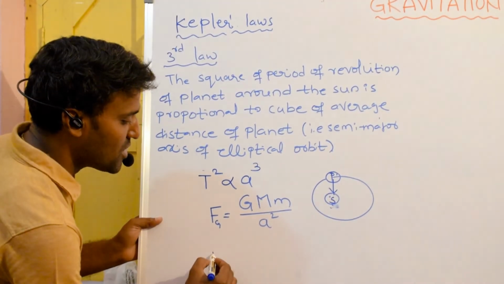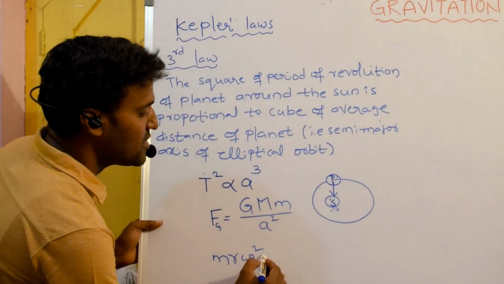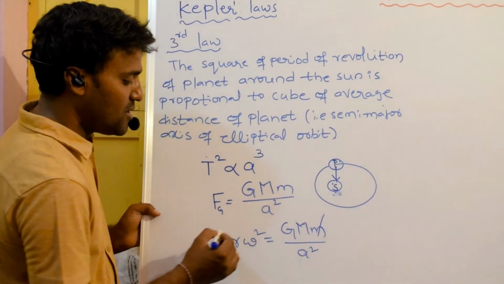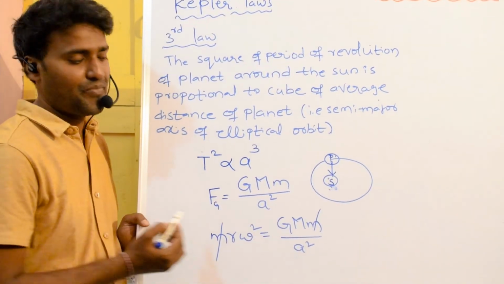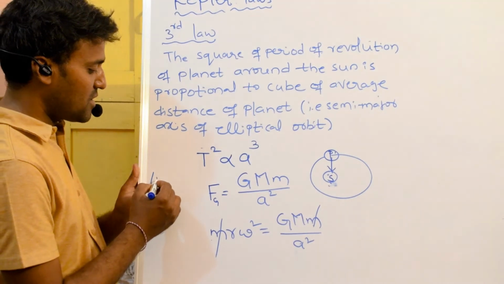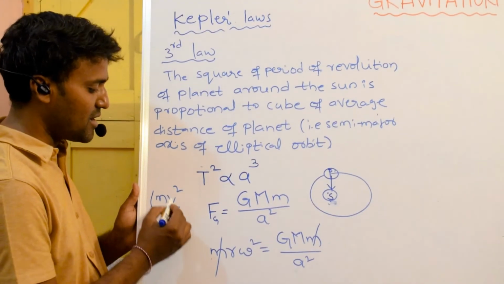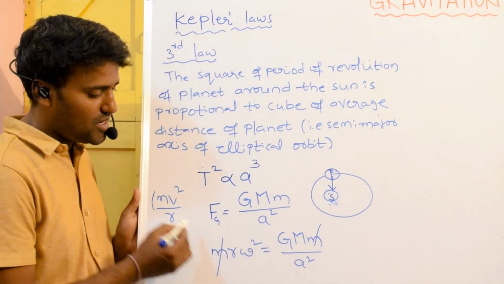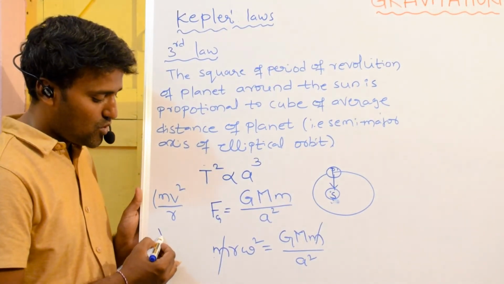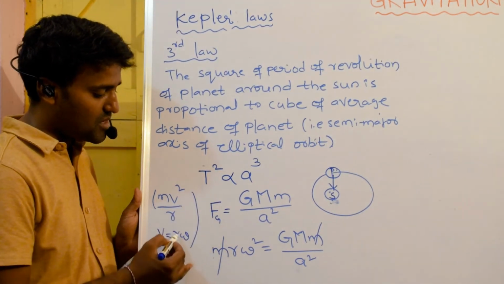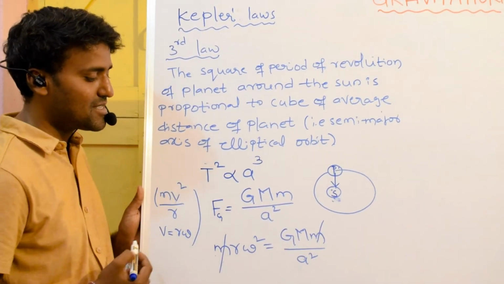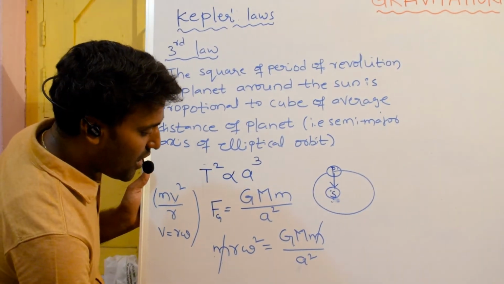What is the centripetal force formula? m r omega square is equal to G capital M small m divided by A square. On both sides, the mass of the planet gets cancelled. Centripetal force is m v square by r, and v is equal to r omega. If I substitute, we get m r omega square. So both masses get cancelled, and the equation has r omega square.